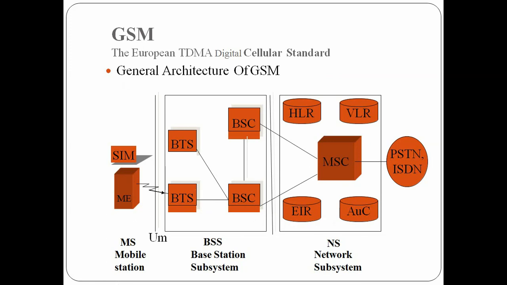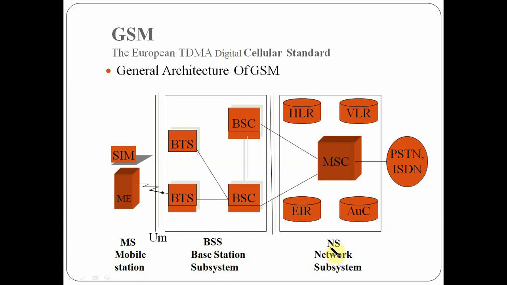Network and switching subsystem. Here is the network and switching subsystem. Already we have seen the video. And this is the BSS, that is the base station subsystem. And here is the mobile station subsystem. It is divided into three parts: the mobile station, the base station, and the network subsystem.